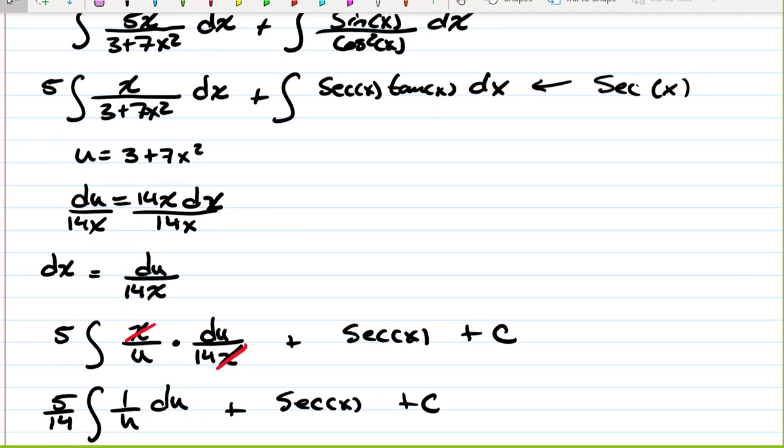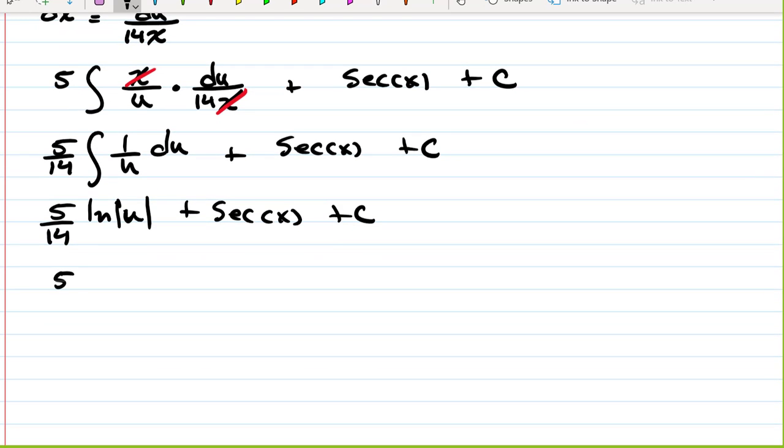And finally, our u was 3 plus 7x squared. We could drop the absolute values, because 3 plus 7x squared is always going to be positive, because x squared is always positive, and a positive times a positive is a positive, and a positive plus a positive is always positive. But if you put them in, it's not wrong. And that would be our solution to that problem.